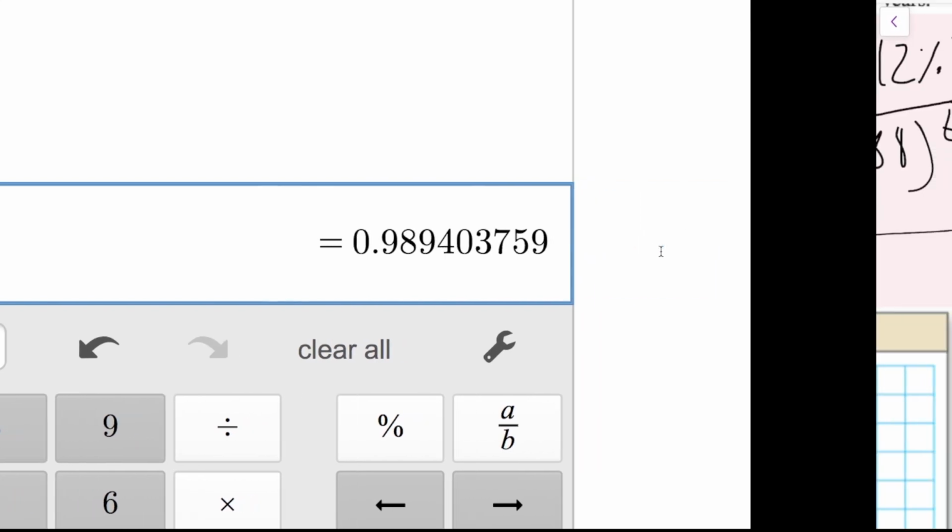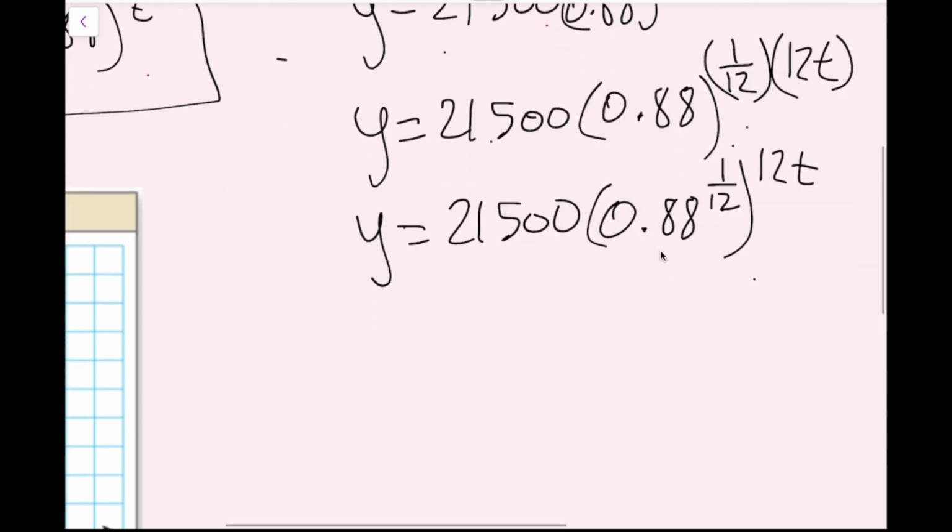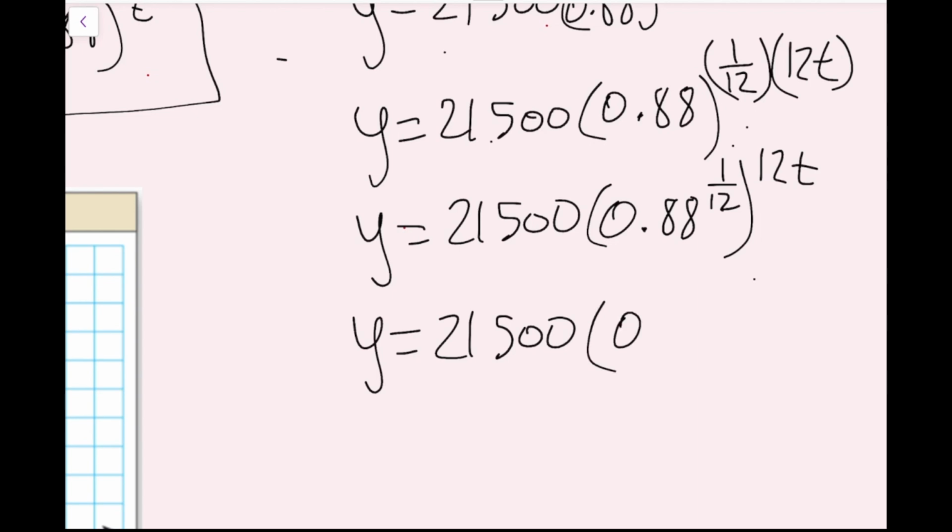So if I go back here, I'm going to rewrite this as y equals 21,500 times 0.989 to the 12t power. Remember, this 12t allows us to calculate this monthly. And you could do this for a different number. Here, we just break our fraction up. Let's say we did quarterly, 4 times a year. I'd do 4t and then 1/4 here. So it doesn't matter how many times you do it per year, but this is just how to do it monthly.